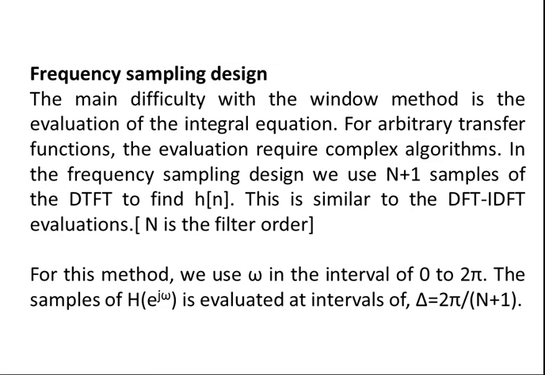So what we do in this method is we take N+1 samples of the frequency response of the system, or the DTFT of the system. Now from this DTFT, we will evaluate the required impulse response. This is similar to the DFT and IDFT equations. Remember this capital N here is the order of the filter, so the length will be N+1.